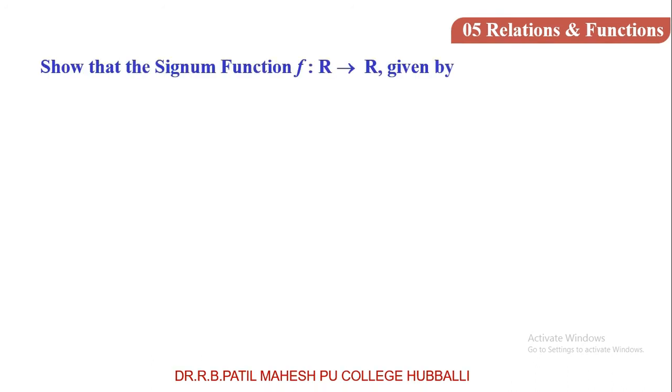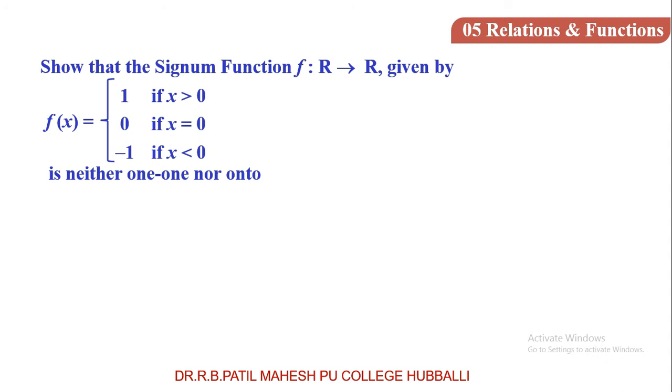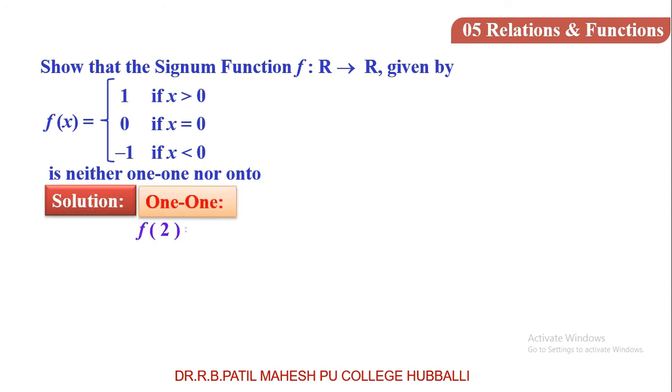Show that the signum function given by f of x equal to 1 if x is greater than 0, 0 if x is equal to 0, minus 1 if x is less than 0. This is also neither one-one nor onto, you have to prove. Solution: for one-one function, f of 2 is equal to f of 3. Why? Dear students, f of 2 is nothing but 1. f of 3 is also 1 because here the x values are 2 and 3.